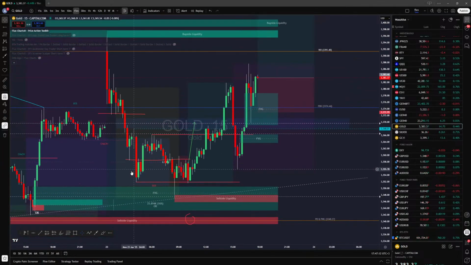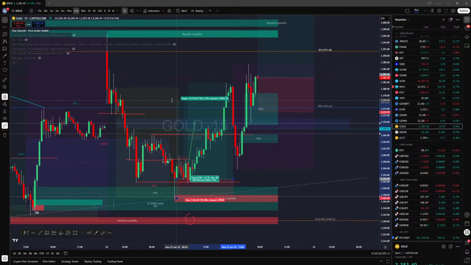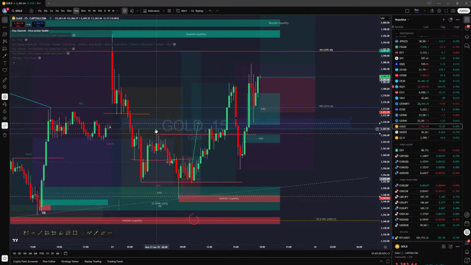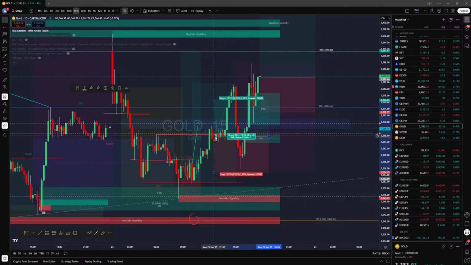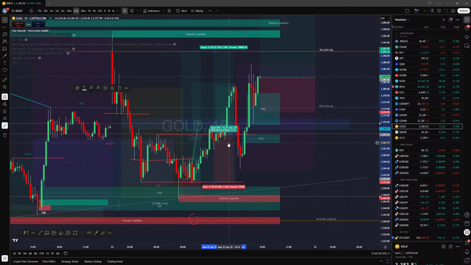So here you have three, or even four, possible entries. The first entry is going to be here, with a stop of $6, target weekly open, 6.6 risk reward. The second entry is on a breakthrough, a bit aggressive but also possible. Stop loss around $15, it's like 1 to 2, but you have a guaranteed entry.